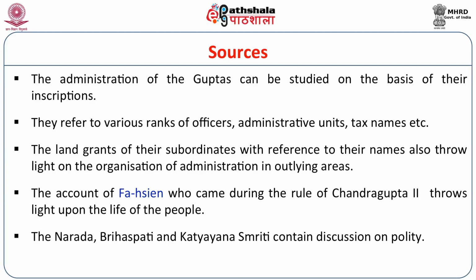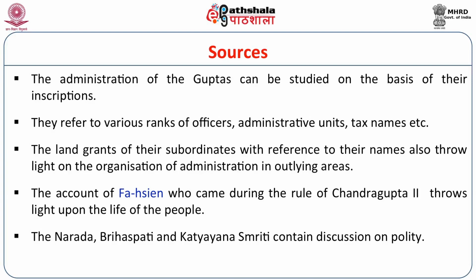The account of Fa-Hien, a Chinese pilgrim who visited India. All the Chinese pilgrims probably came to India to study in the monasteries and to copy the Buddhist texts to bring to their own country. So Fa-Hien also came probably during the rule of Chandragupta II.